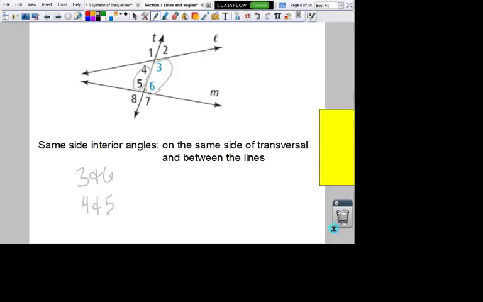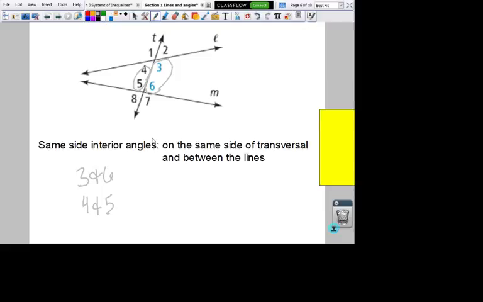There are also same side exterior angles, but we don't really do much with those. We do a little bit, but I didn't put them on here, I don't think. What is it? 2 and 7 and 1 and 8? Yeah, those would be your same side exterior, but like I said, we don't do much with them, so I didn't put them on. And then we have one more kind before we're just going to practice finding these different kinds of angles.